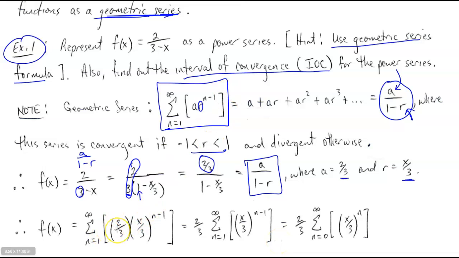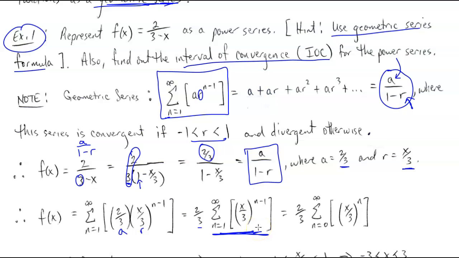Okay, so in this sense, we know that our function now can be represented as a geometric series where 2/3 is a, r is x divided by 3. If we want to, we could factor out that 2/3 at this point and just leave the rest inside. And at this particular step, we're converting from a geometric series to a power series.